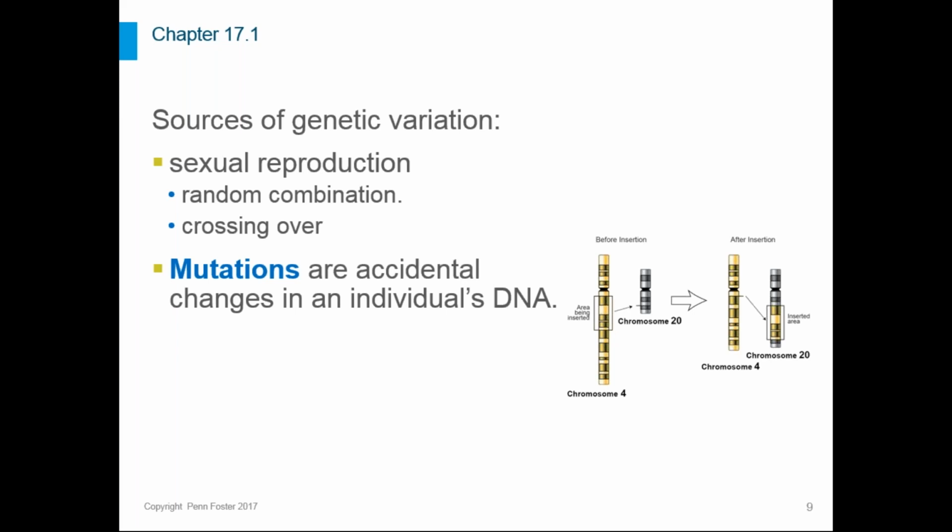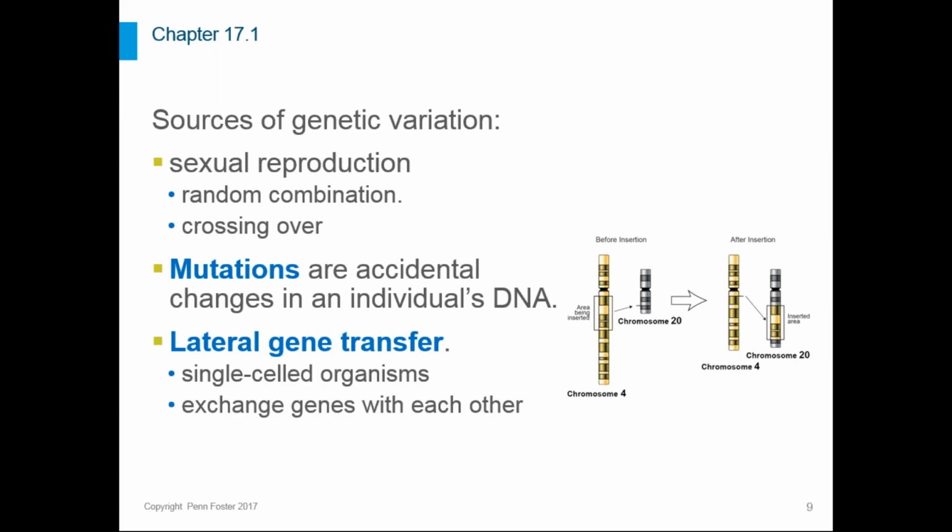And the third way that variation can occur is from what's called lateral gene transfer. This is a process that happens in single-celled organisms where they exchange genes with each other, and this gives them new combinations of genes. So when you put all of these three factors together, it keeps genetic variation. No two individuals in a population will have the exact same genes, always different combinations.